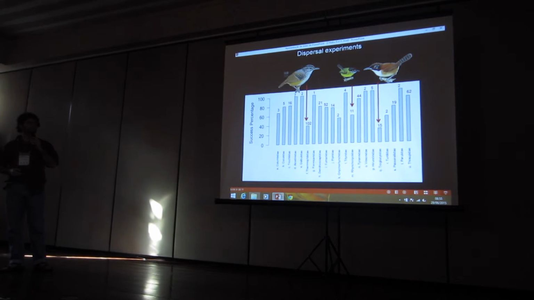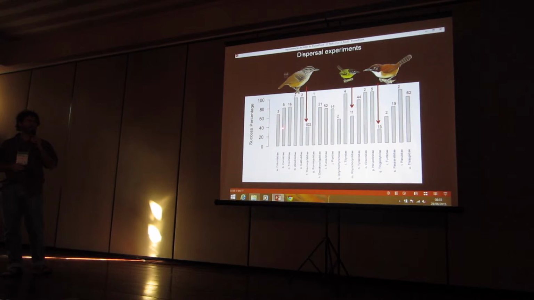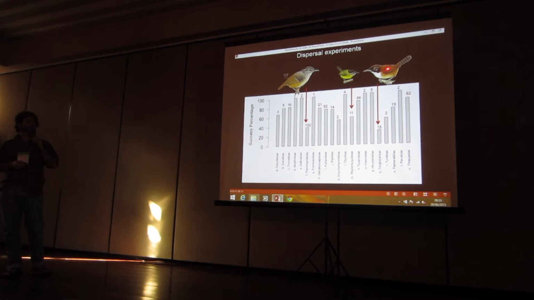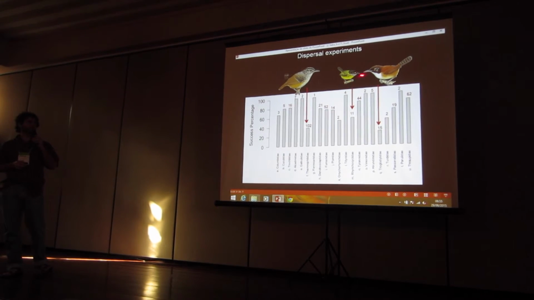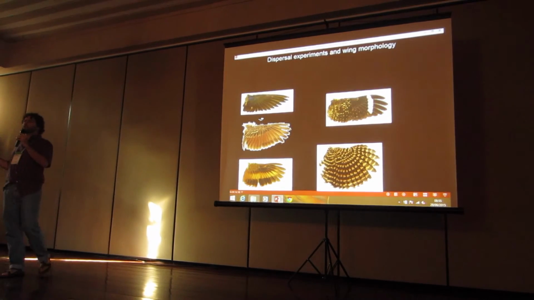So if we look at which families are actually succeeding in these experiments, we see that there are at least 3 different families that show up as being pretty bad. These are the Thamnophilidae, the Troglodytidae, the wrens, and the Rhynchocyclidae, some tody-flycatchers. So why are they failing?